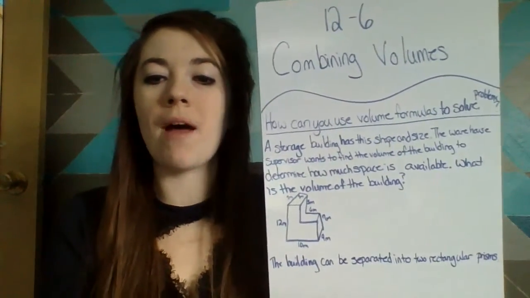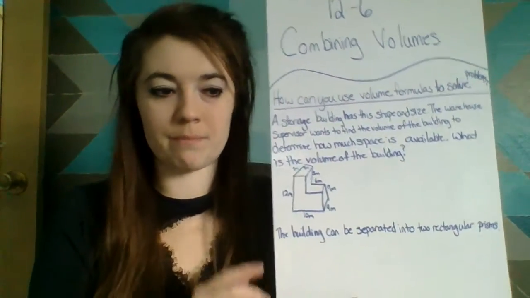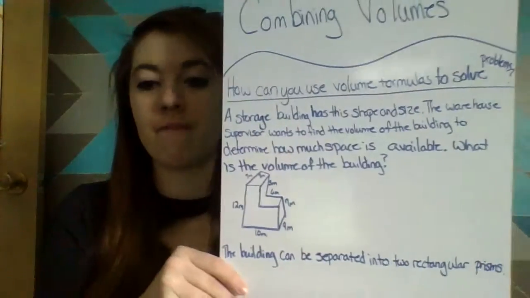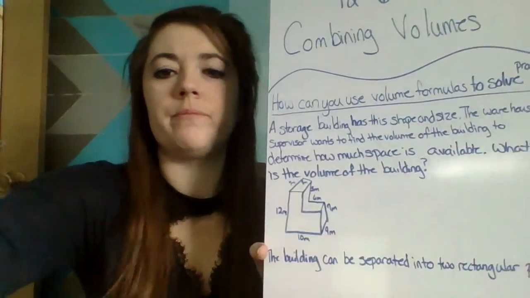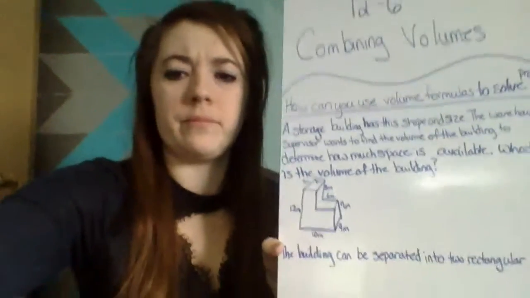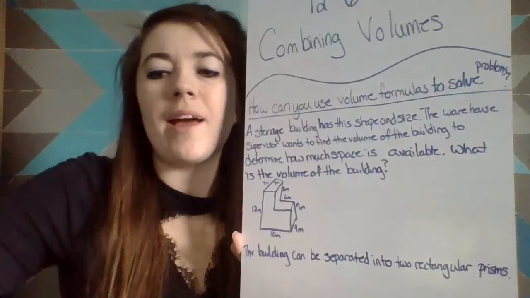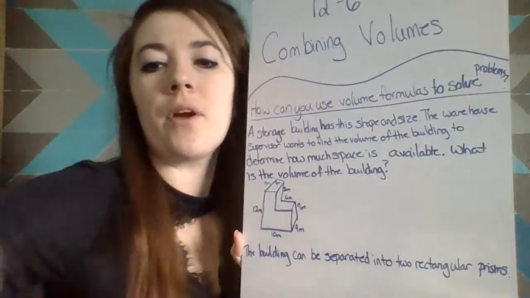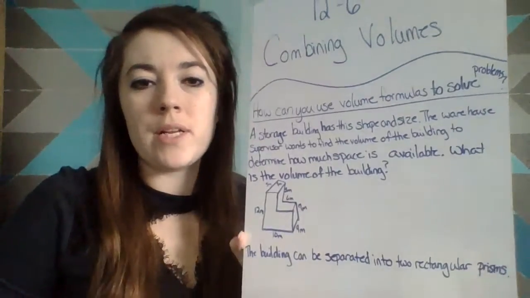Hopefully, you're thinking about the fact that we could split this into more than one rectangular prism because we know how to find the volume of a rectangular prism. Sorry, let me try and get this situated. Okay, sorry about that. Okay, so if we split this into two rectangular prisms, let me get my marker open.